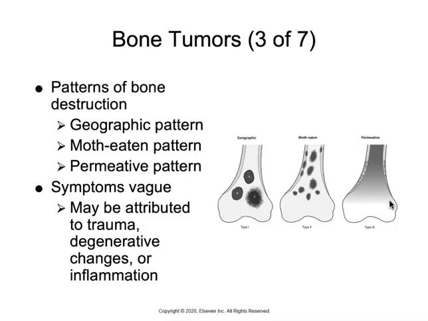Now, the symptoms of this are going to be attributed to trauma, degenerative changes, or inflammation. And so our symptoms may be vague because it could be confused with trauma, inflammation, or the degenerative conditions. But we know that early diagnosis is going to be critical for survival and limb preservation.